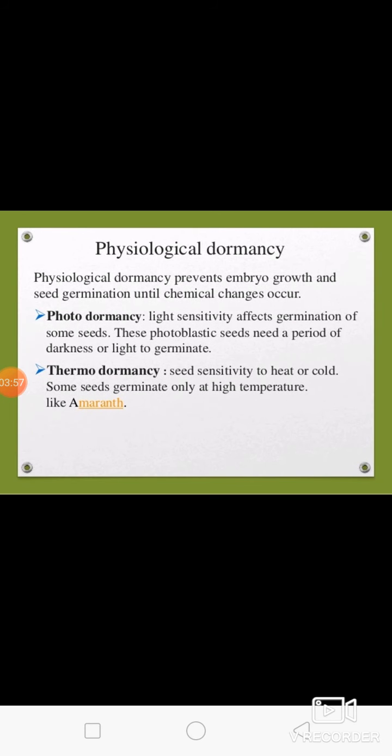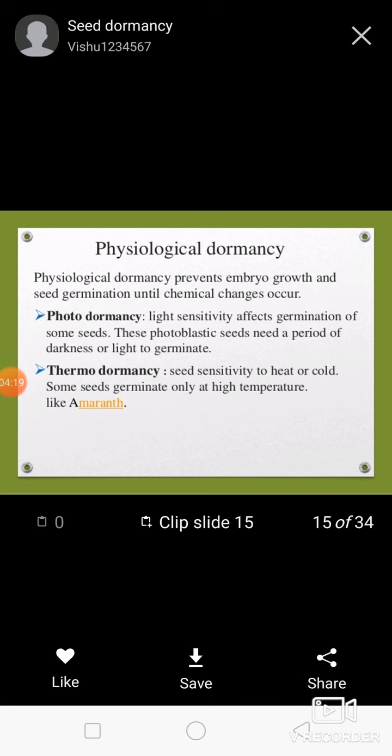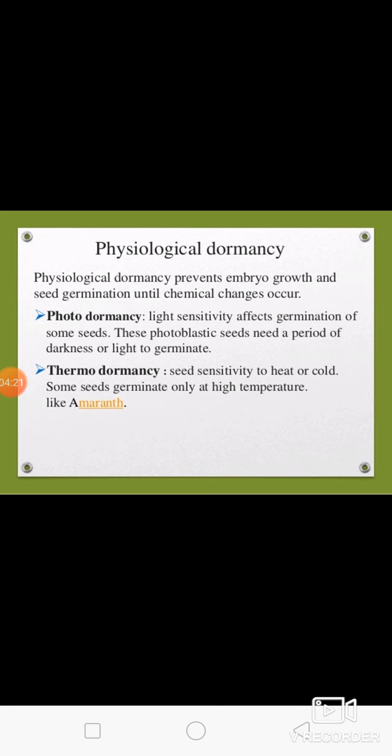Physiological dormancy. Physiological dormancy prevents the embryo growth and seed germination until the chemical changes occur. Photodormancy. Light sensitivity affects the germination of some seeds. These photoblastic seeds need a period of darkness or light to germinate. Thermodormancy is a seed sensitivity to heat or cold. Some seeds germinate only at a high temperature.